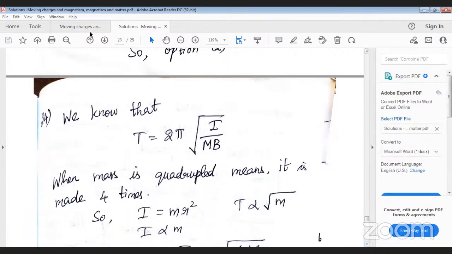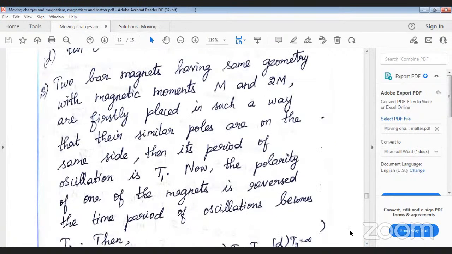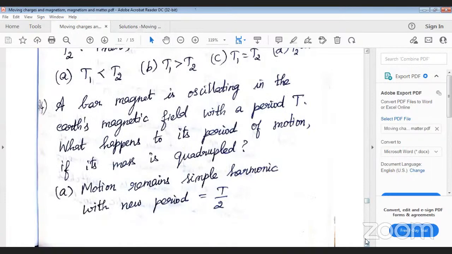Then question number 24. A bar magnet is oscillating in the Earth's magnetic field with a period capital T. What happens to its period of motion if its mass is quadrupled? They are telling us there is a bar magnet oscillating in the Earth's magnetic field with a period T, and asking what happens to its period if its mass is quadrupled.